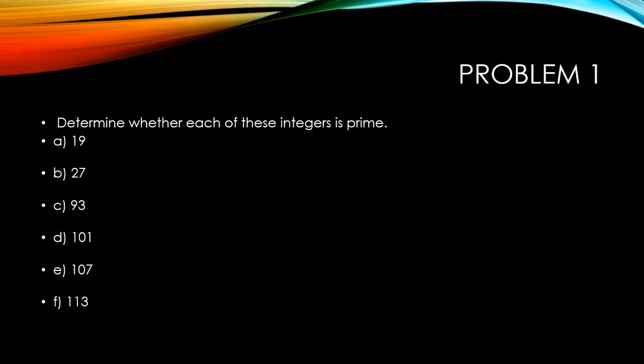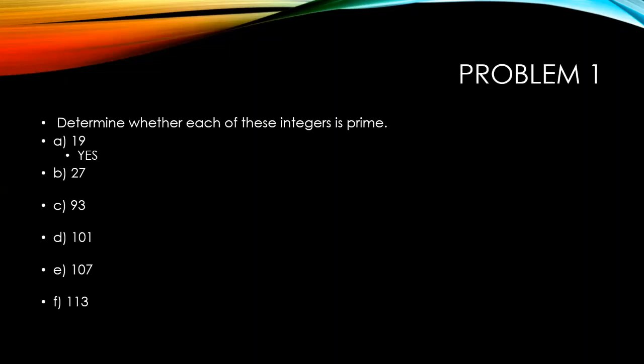4 is not prime, so we're not going to divide 19 by 4. We're going to divide it by 1, 2, and 3. When we divided it, the remainder is not equal to 0. So therefore, 19 is a prime number.